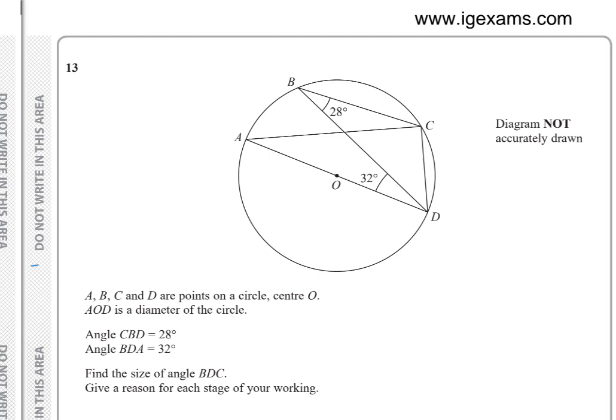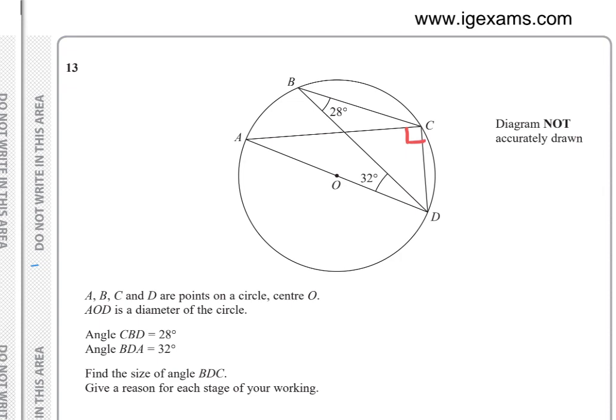Number 13. A, B, C, D are points on a circle, center O, AOD diameter, angle CBD 28, angle BDA 32. Find the size of the angle BDC. Give a reason for each stage of your working. First, if this is a diameter, this angle is 90. This angle is 90.